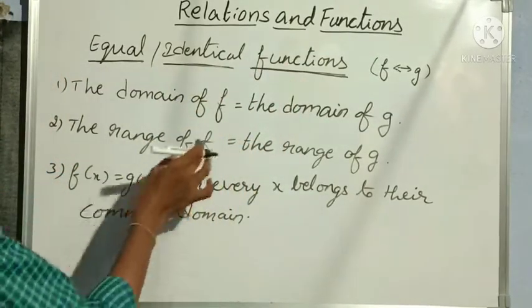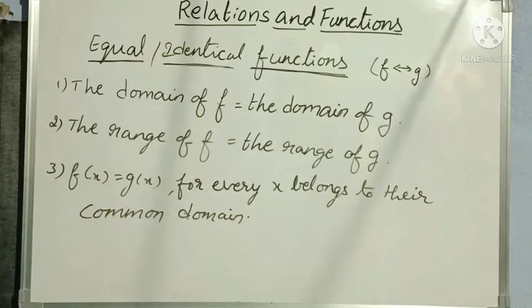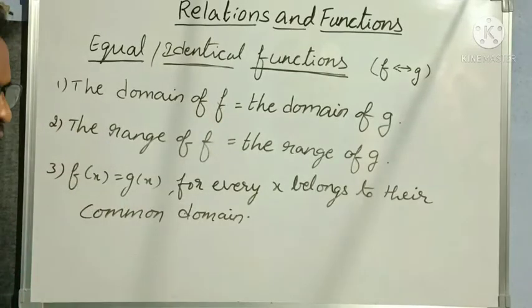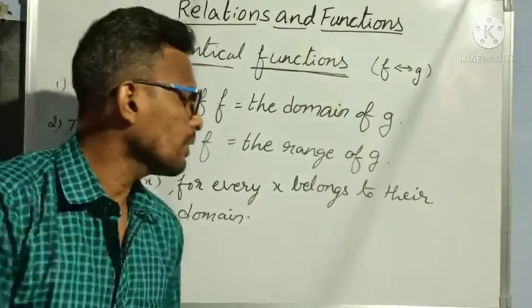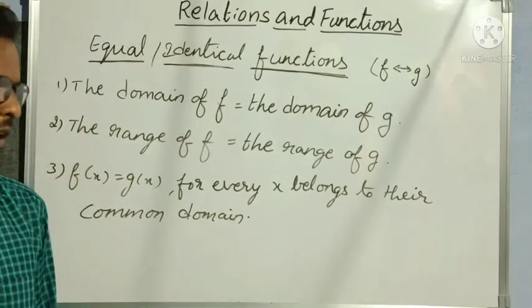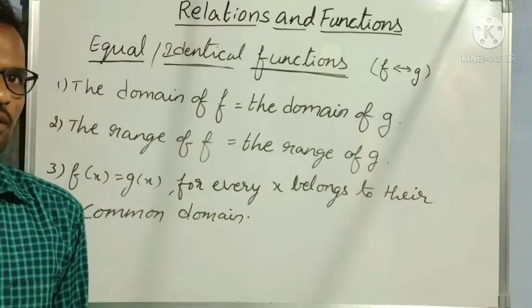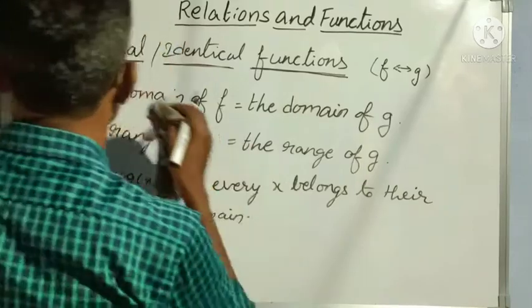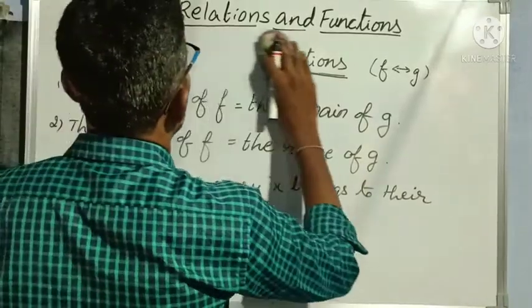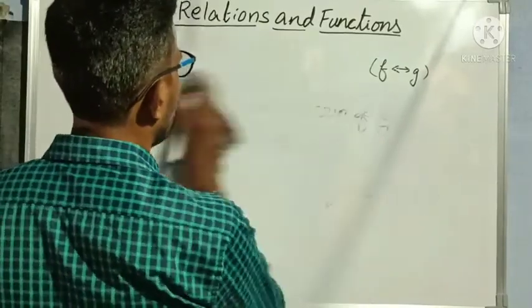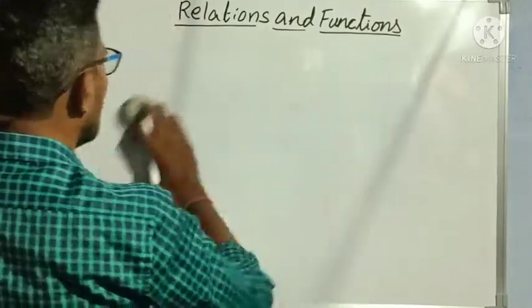Understood? Let us understand this briefly with some examples. Now the first example I am writing. You want to note down these very important points: when can we say that two functions are equal or identical? I will give 2 minutes. Note down. Okay, let us move to our examples now, examples related to equal or identical functions.